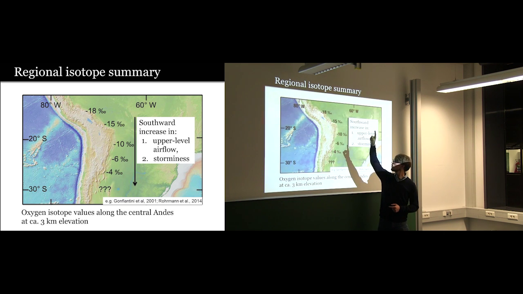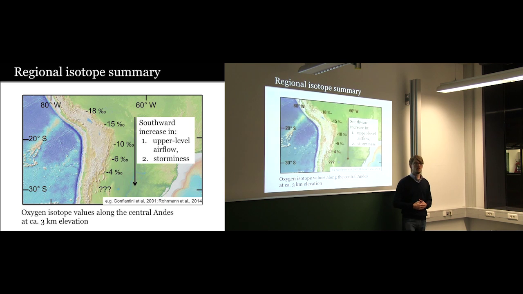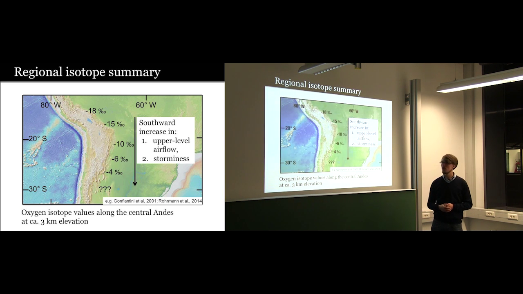However, if you go southward along the Andes, they can become more enriched, and this is really due to these convective storms that are increasing as you go south along the Andes, and this inversion setting that becomes more important.